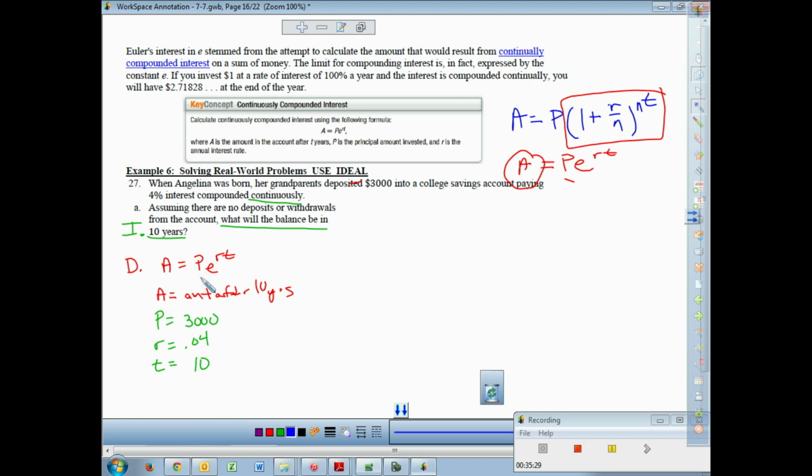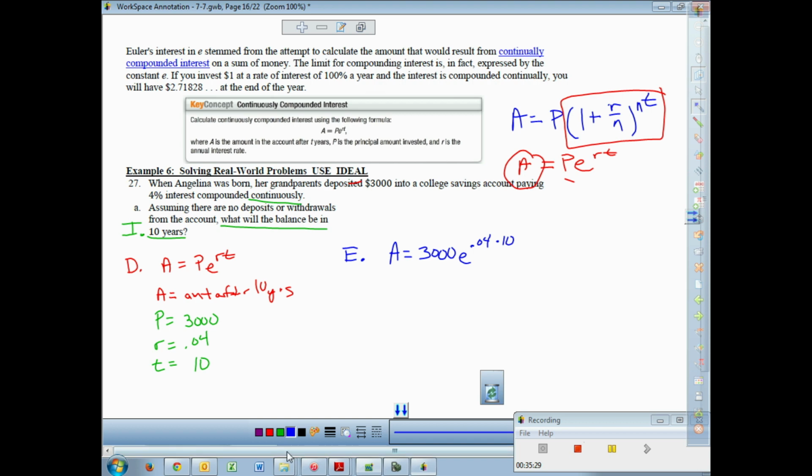E, just keep working straight down. I don't have room to work straight down. E, let's take all of the stuff that we have and substitute it into our equation. We don't know A, so it will still be A. Our principal was 3,000. E is in there. 0.04 times 10 is up in the exponent. Cool?